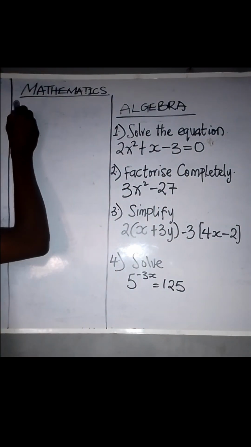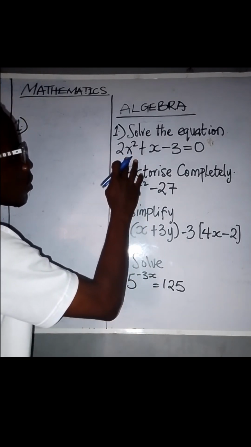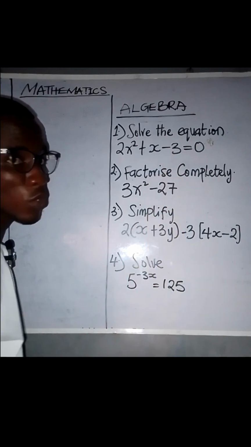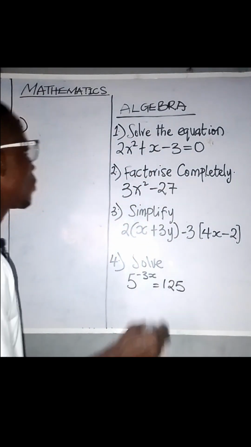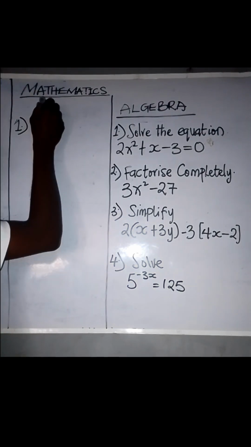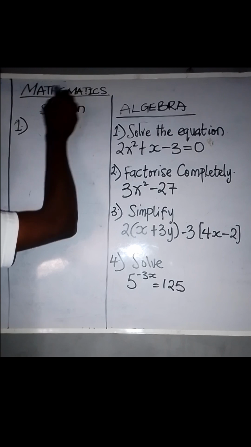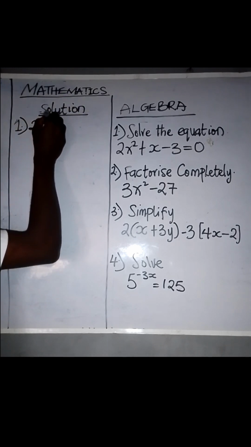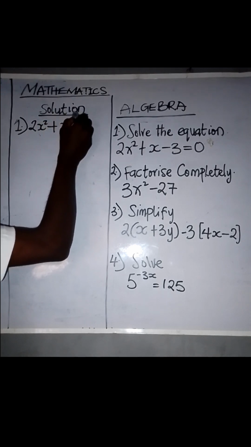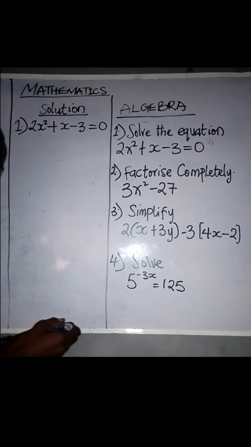Number 1, solution to the first question. They said solve the equation 2x squared plus x minus 3 equal to 0. So now I have the solution to question 1. They gave me 2x squared plus x minus 3 equal to 0. This is a quadratic equation.